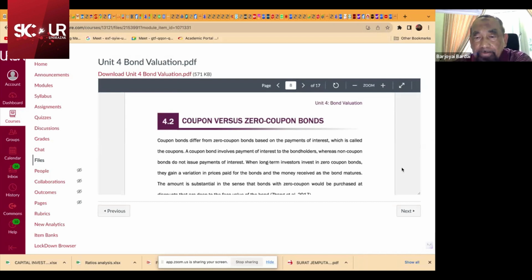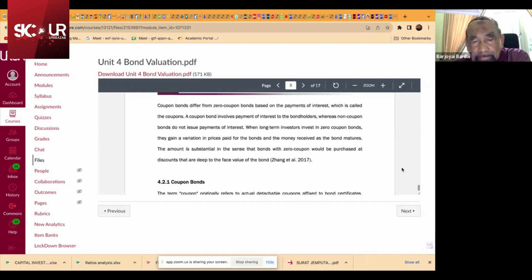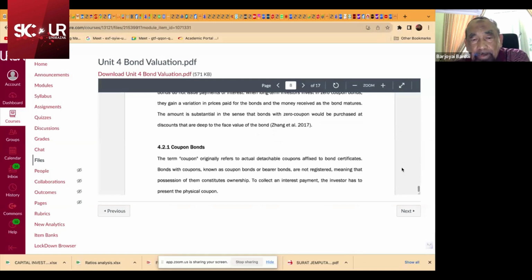So when a long-term investor invests in zero coupon bond, they gain a variation between the price paid for the bond and the money received as the bond matures. So the amount is substantial in the sense that a bond with zero coupon would be purchased at a deep discount to the face value of the bond. We'll look at some examples later.